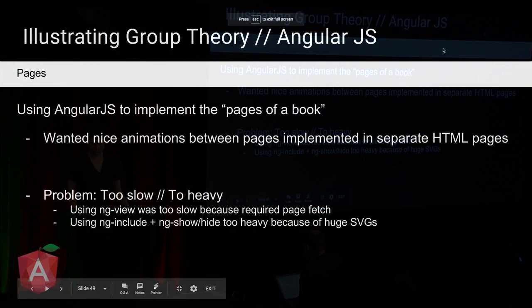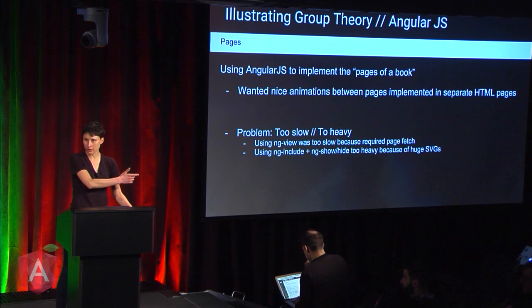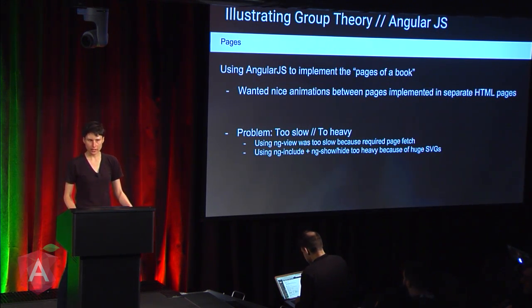So this was tough because how would you think to do this? You would think to use ngView, right? But I wanted these transitions between pages to be really smooth, and ngView requires another fetch to the server, and that would just be too slow. You wouldn't be able to have that nice animation and make a fetch to the server. Well, the other way that might make sense is to have ngShow or hide on the page.